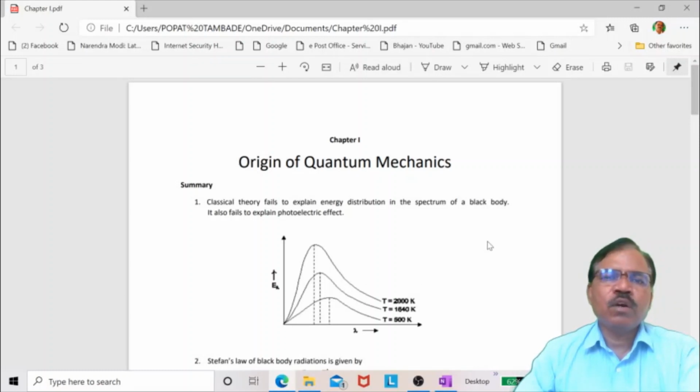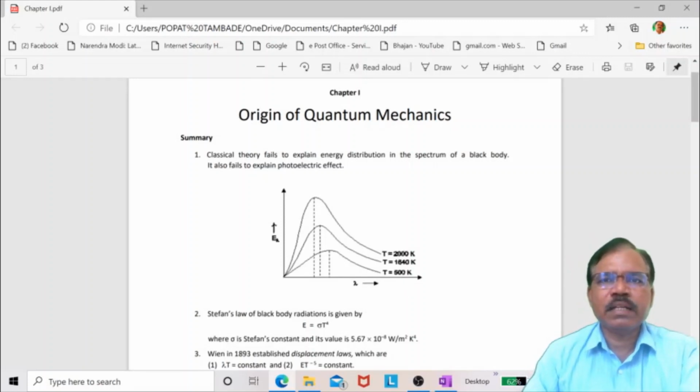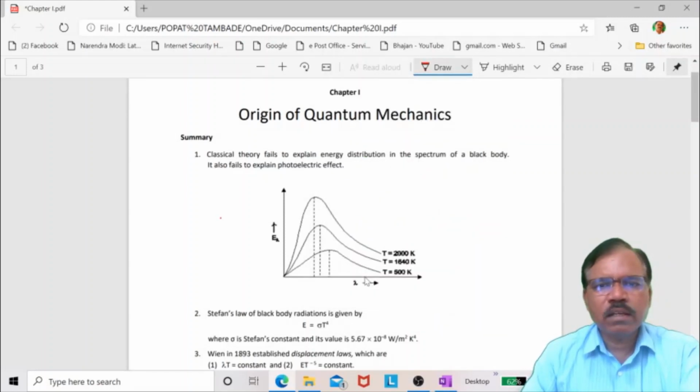Here we have the black body spectrum, E lambda versus lambda. If we see this spectrum, you will observe that at a certain temperature, if we see the energy emitted by the black body from lower wavelength to higher wavelength, the energy emission goes on increasing, reaches a maximum value somewhere, and then it decreases.